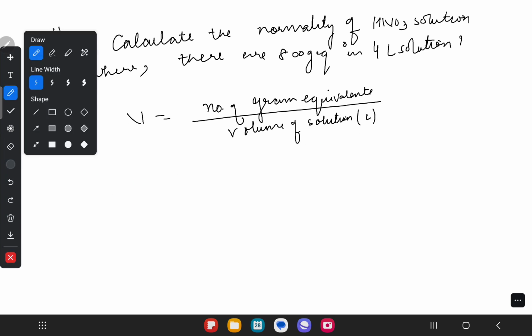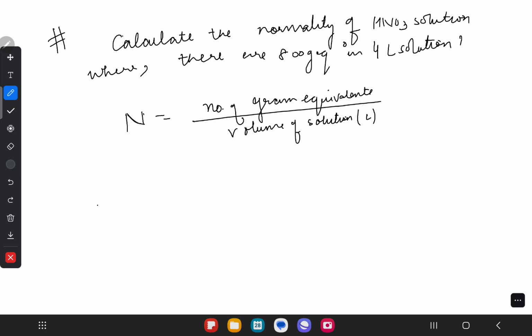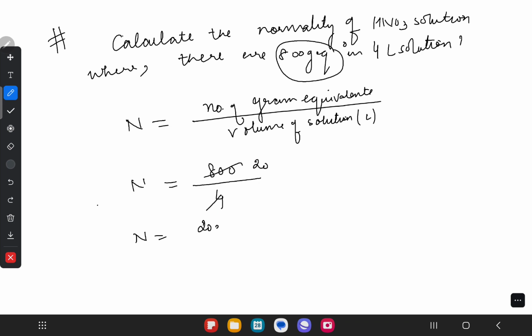Is that clear? Yes. Now, how many gram equivalents have we dissolved? 800 gram equivalents we have dissolved, divided by 4 liters. That's going to be the normality. So, normality is going to be here what? 20 gram equivalents per liter.